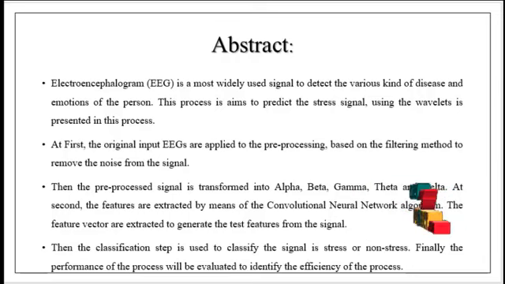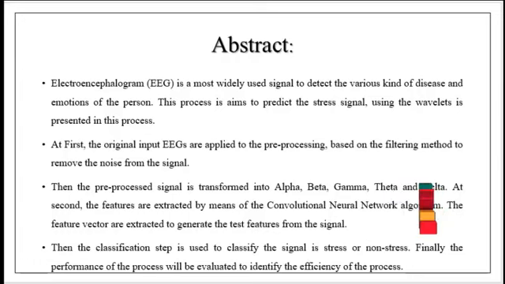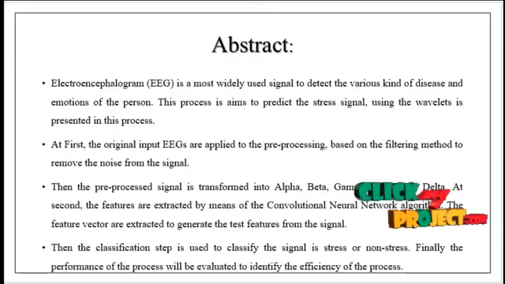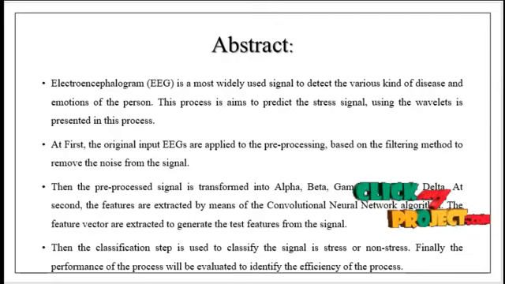Second, the features are extracted by means of a neural network algorithm named the convolutional neural network. Then the feature vectors are extracted to generate the test feature from the signal. After generating the test feature, the classification step is used to classify the signal as stress or non-stress. Finally, the performance of the process will be evaluated to identify its efficiency.